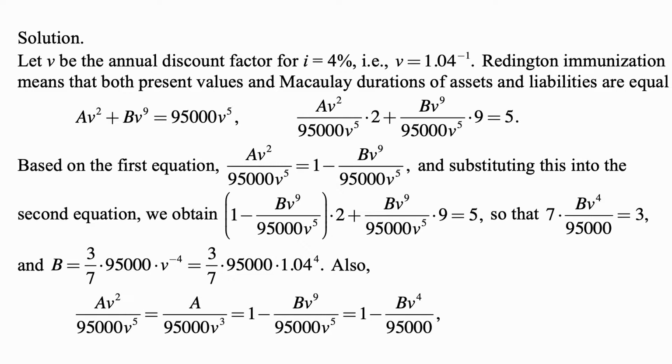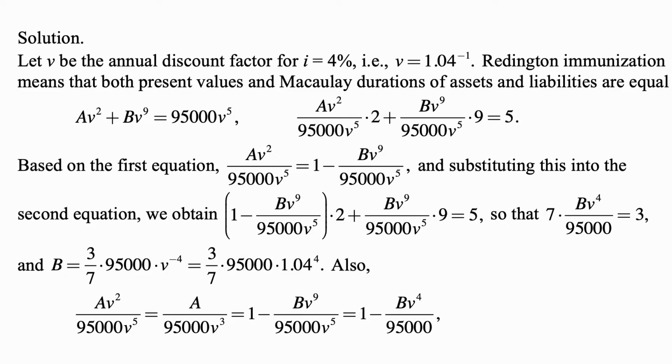In the second equation, we write the Macaulay duration of assets on the left-hand side, the weighted average of 2 and 9, where the weights are proportional to the present value of the asset payment at time 2 multiplied by 2, and the asset payment at time 9 multiplied by 9. These are the two weights. And that's equal to 5, because 5 is known to be the Macaulay duration of the liability.